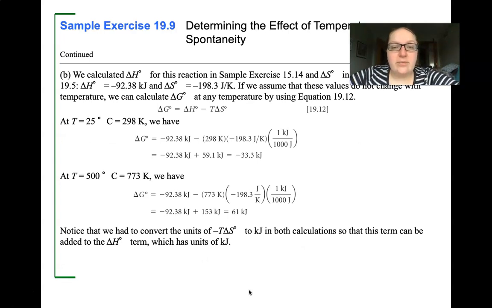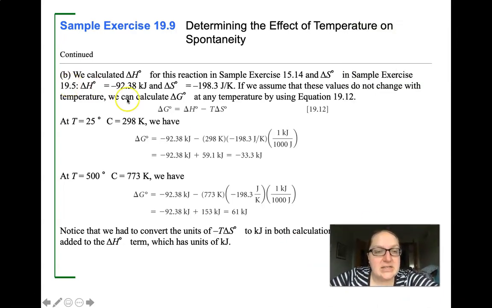All right, so now for part B, we are going to use those values in the back of the book. Delta H naught is going to end up being negative 92.38 kilojoules. Prove that to yourself by going into the back of the book and finding the delta H values for each of the individual reactants and the products, and then doing the products minus reactants for delta H. Do the same for delta S. You should get these two values.